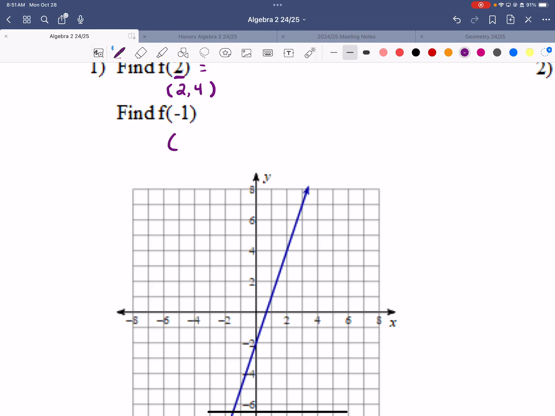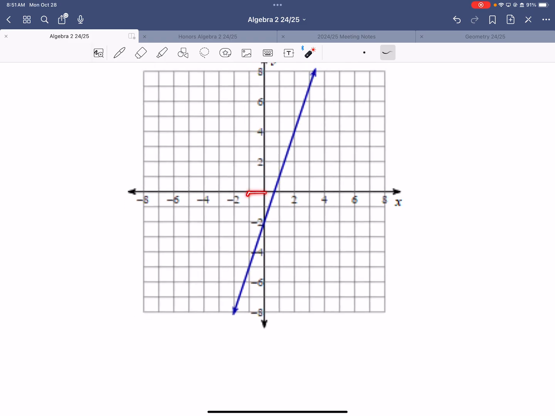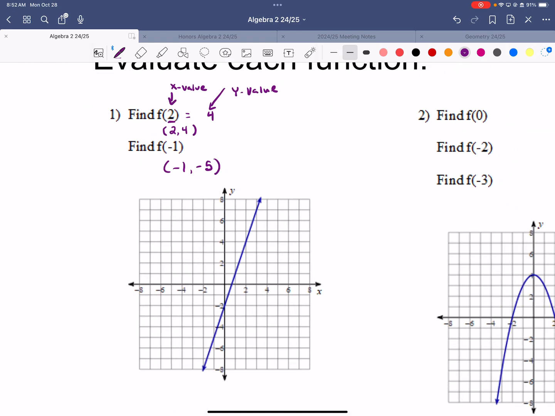If the x value is negative 1, negative 1 means I go this direction 1. So I go left 1, and then I need to draw a line down to where it hits my graph. And that y value where it hits my graph is my solution. So it hits it at negative 5. So my solution to here is negative 1, negative 5. So this point is giving you your x value. This point right here is the y value. And that's what you need to find when you're looking at graphs.